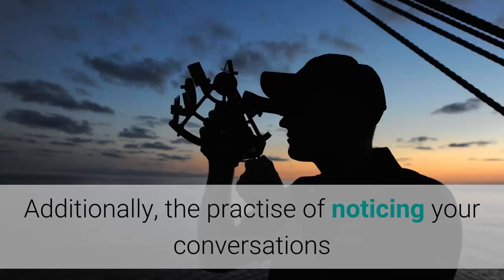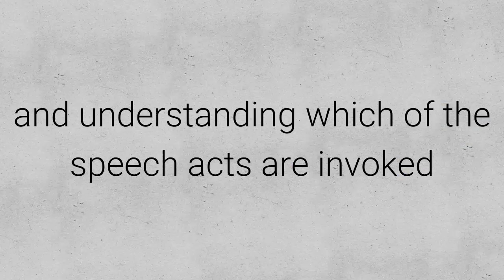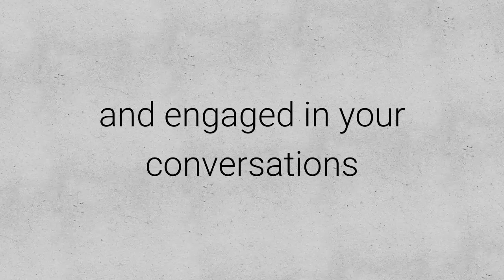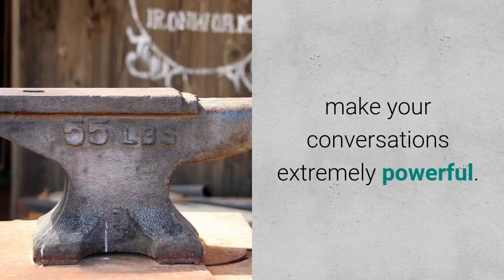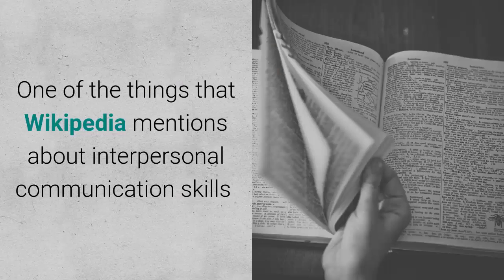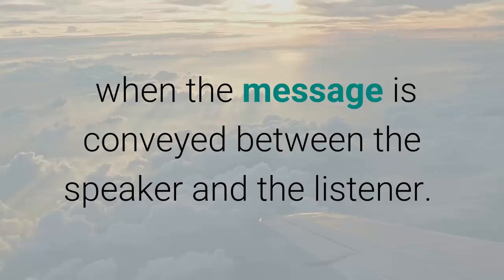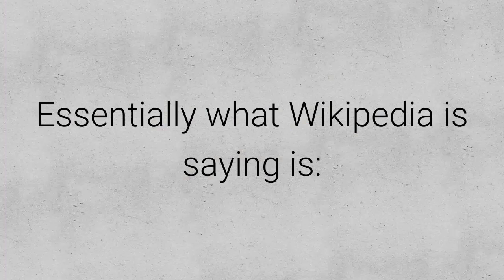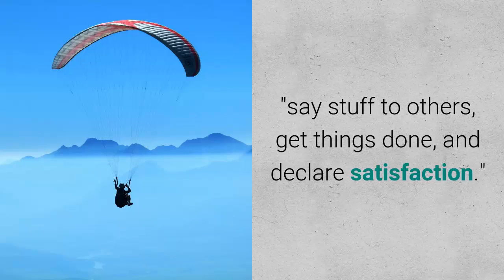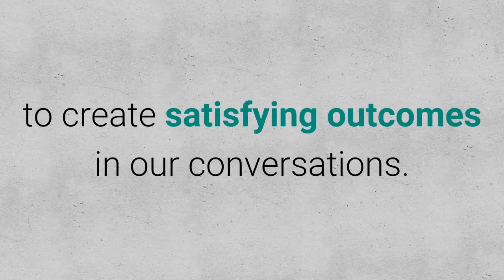Additionally, the practice of noticing your conversations and understanding which of the speech acts are invoked and engaged in your conversations make your conversations extremely powerful. One of the things that Wikipedia mentions about interpersonal communication skills is that success is attained when the message is conveyed between the speaker and the listener. Essentially, what Wikipedia is saying is, say stuff to others, get things done, and declare satisfaction. And that's what we want, to create satisfying outcomes in our conversations.